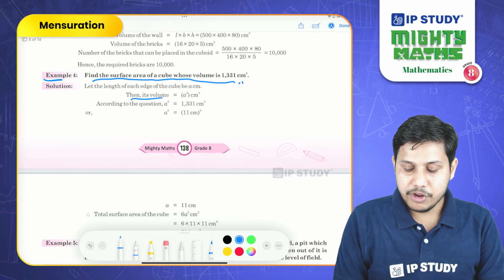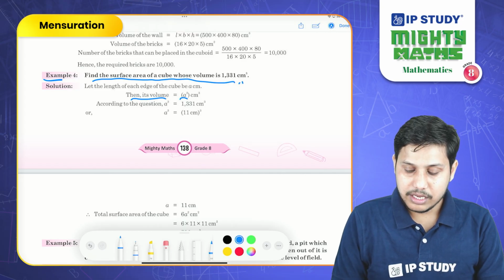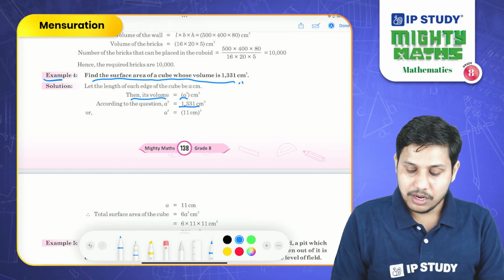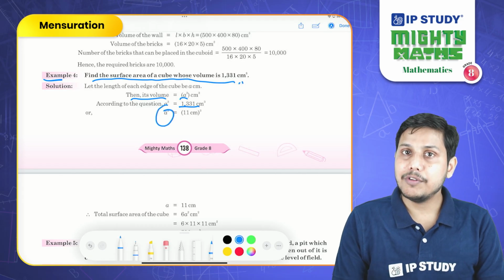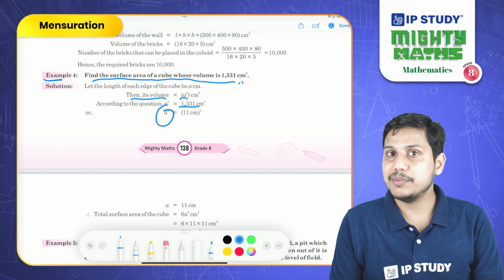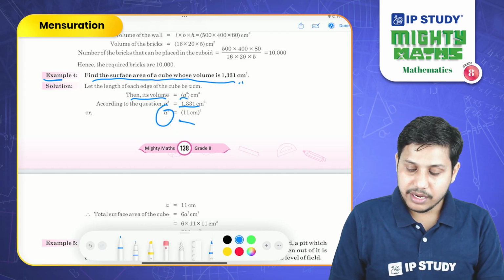So volume will be given as cube of this edge. Now this is 1331. Now we have to find the cube root of 1331, and we have already covered in our previous chapters how to find out the cube root of a number. So this will be 11 centimeter.